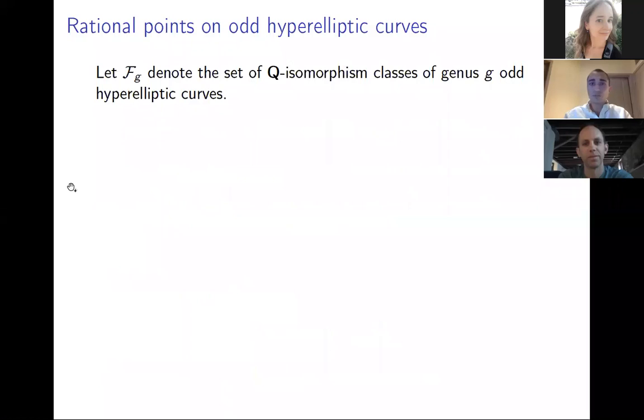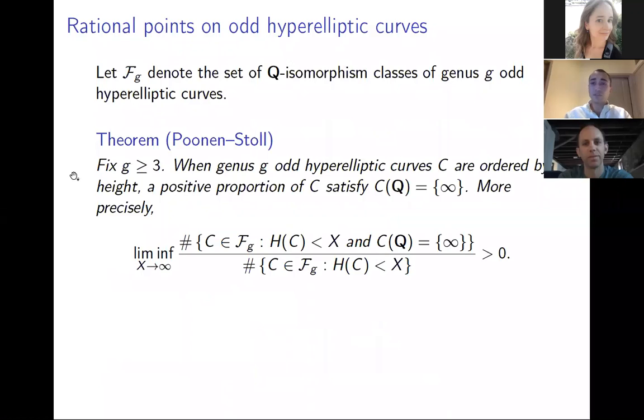So, rational points on odd hyperelliptic curves. Let's let F_g denote the Q-isomorphism classes of genus g odd hyperelliptic curves. And there's an amazing theorem of Poonen and Stoll, which says that if we fix g greater than or equal to 3, when these genus g odd hyperelliptic curves are ordered by height, a positive proportion of these curves only have one rational point, namely the marked rational Weierstrass point that we talked about.